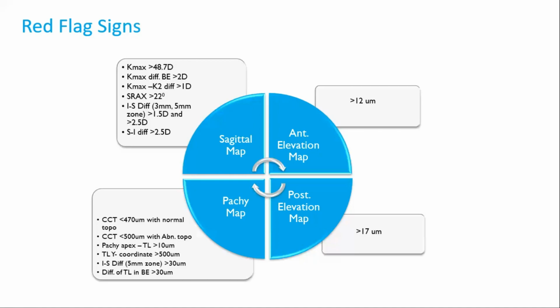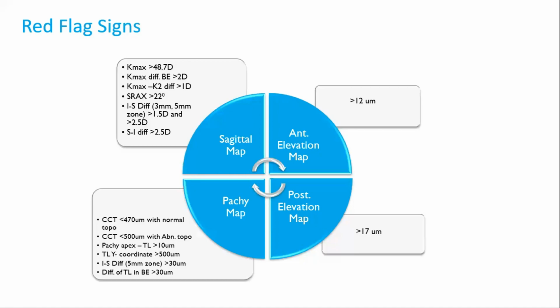And this is an axial map. And in the pachymetry map, central corneal thickness of less than 470 with a normal topography, or less than 500 microns with abnormal topography. And pachymetry apex to thinnest location should be more than 10 microns, and thinnest location y coordinate should be more than 500 microns. And as I said, the difference in the thinnest location between the two corneas should be more than 30 microns. And inferior superior asymmetry in the pachymetry map should be more than 30 microns.